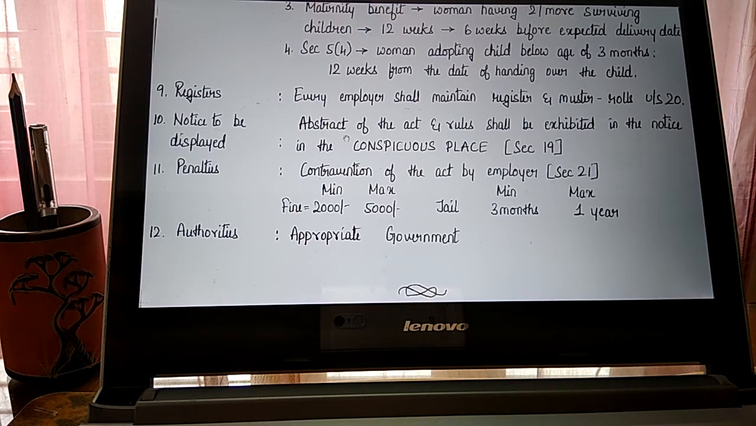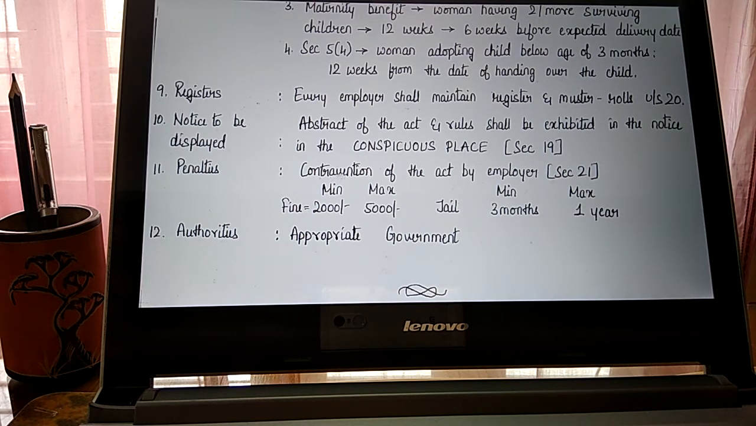Notice to be displayed. What notice should we display on the notice board of the factory or establishment? We should display an abstract of the act and rules on the notice board in a conspicuous place. That is a place which is easily accessible and seen by anyone, not a place where it is hidden or not easily accessible. Penalties.